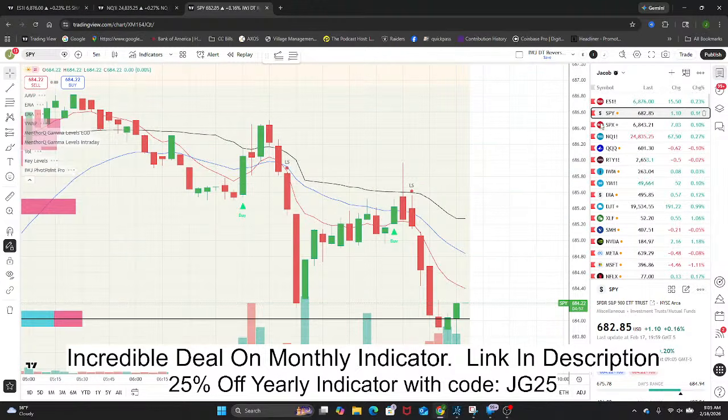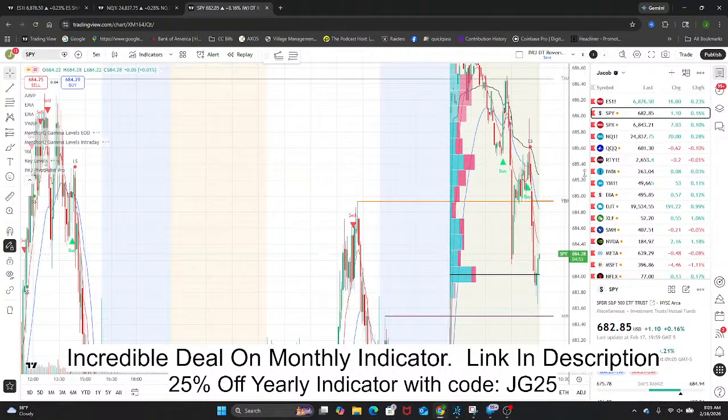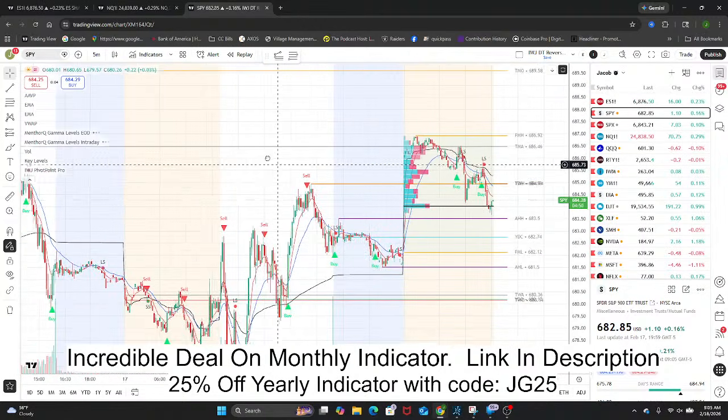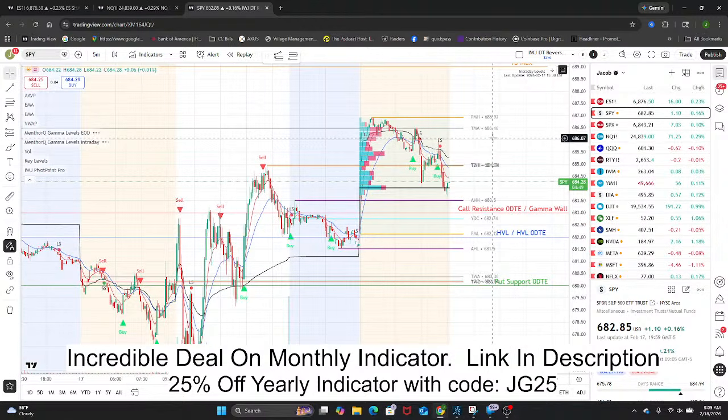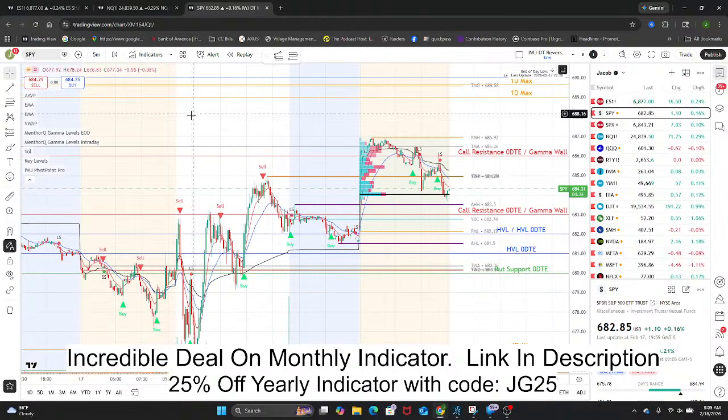Now we trade day and swing with this. So on the day trading we do 5 minute, and on the swing trading we do the weekly chart. And what you can see here, sorry guys, is this is the SPY, and this is what we day trade on.